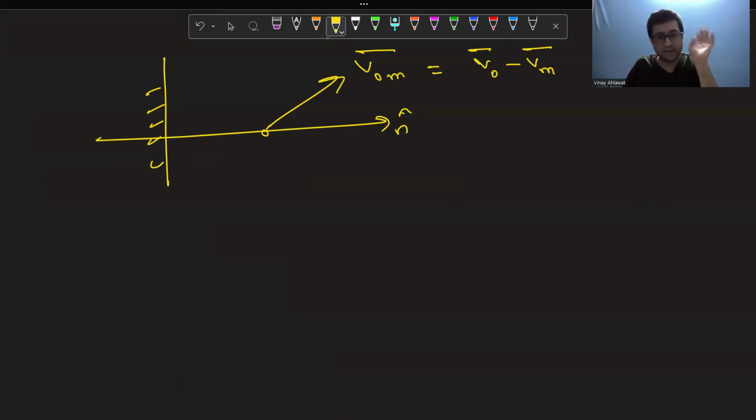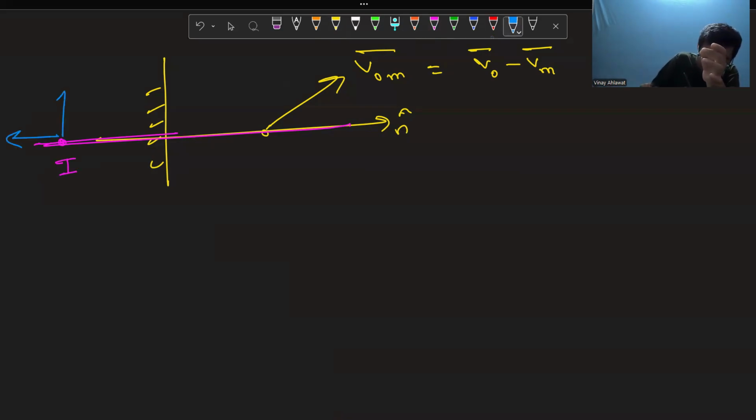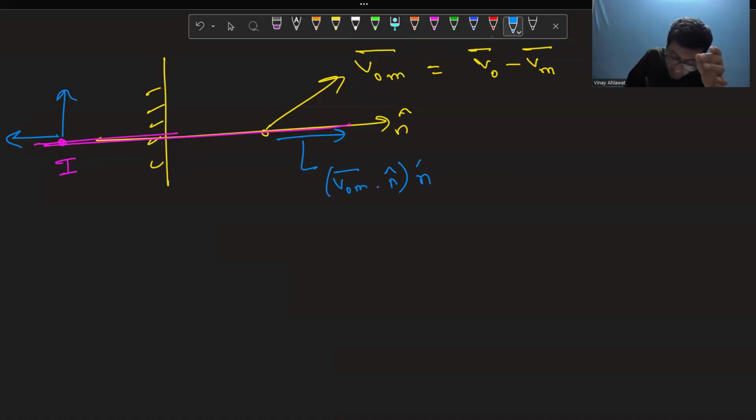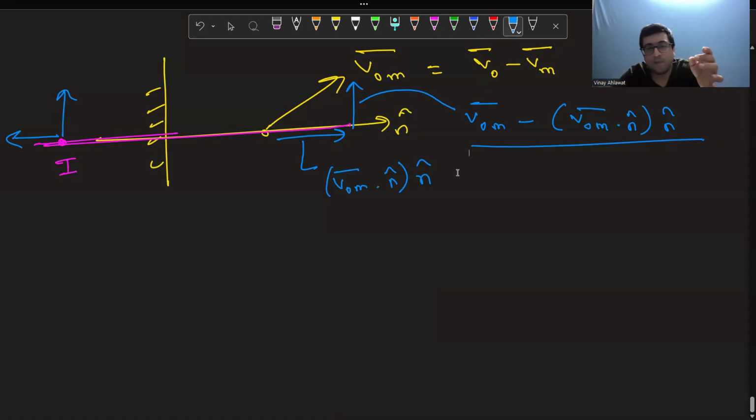We know that the velocity of image will be in this direction and in this direction. Agreed? So what is this vector? This is VOM dot n cap into n cap. And what is this vector? This is VOM minus VOM dot n cap into n cap. Any confusion till now? So what is the velocity of image in this direction? That will be negative of this vector.